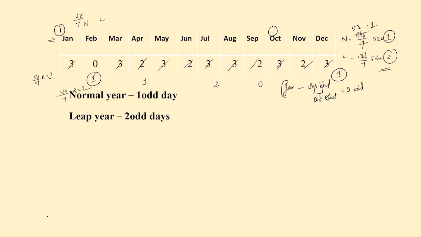Understood? Okay. Now, let me just ask you a small question and you answer it within 30 seconds. If Jan 1, 2002 was going to be a Monday, then what day is it going to be on Jan 1, 2003? Please do answer this.